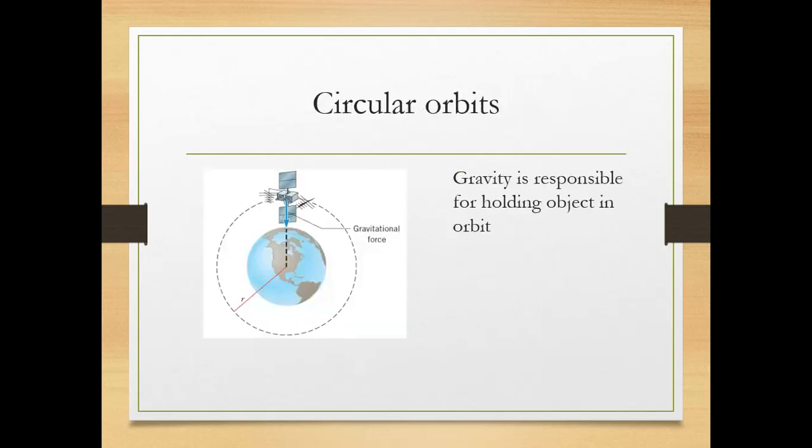So let's look at a circular orbit in particular. If you have something that's orbiting around a planet or a star or a moon, gravity is the force that's primarily responsible for holding an object in that orbit. We can actually use Newton's law of gravity, G m M over r squared, and set that equal to the centripetal force, m v squared over r.